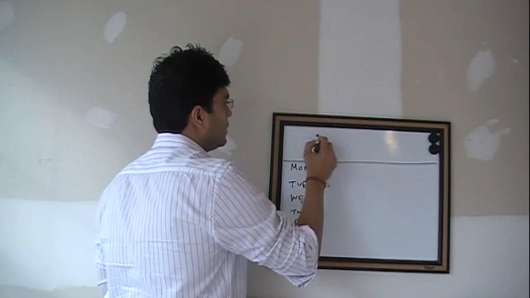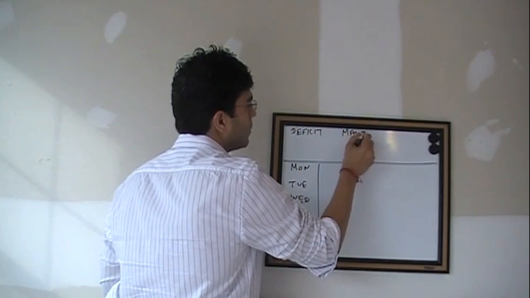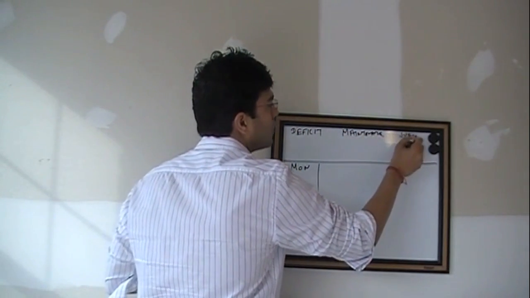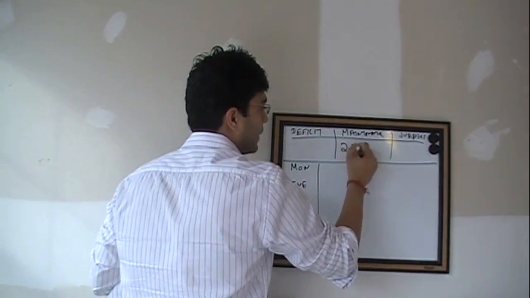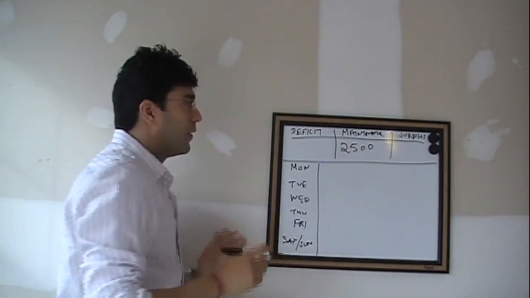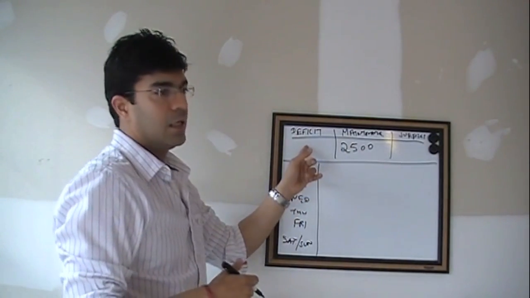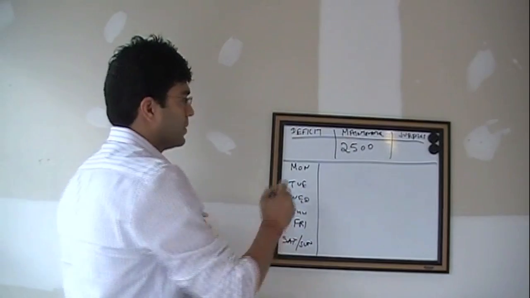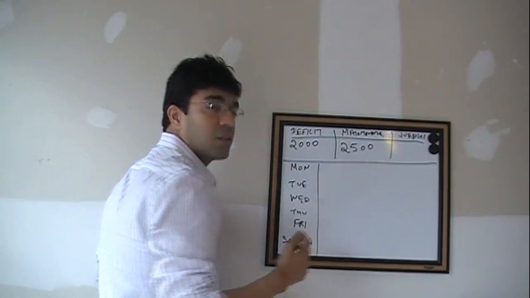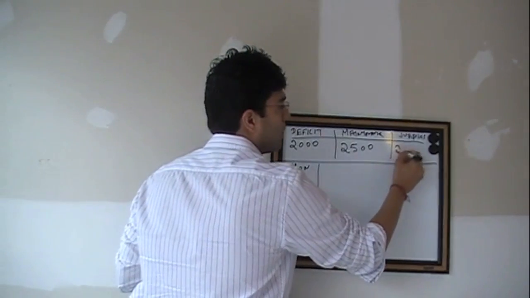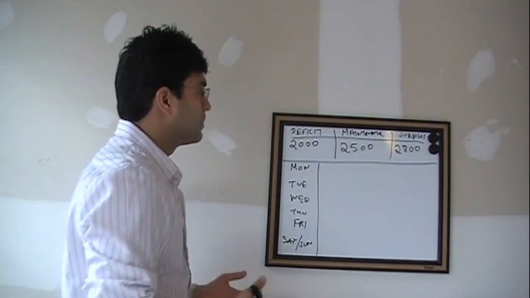Okay, now we have deficit, maintenance, surplus. Let's say your maintenance calorie level is 2500 calories per day. Therefore, based on the 2500 number, your deficit let's say is around 2000, a 500 calorie deficit, and let's say your surplus is 2800, assuming a 300 calorie surplus.